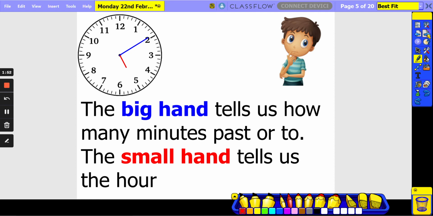Fantastic job. Let's work this one out together. So the big hand is telling us how many minutes is past or to. If you have a look, it's past the 12, isn't it? So we know it's going to be 5 and 10. That's 10 minutes past. And if you look at the small hand, which is our hour hand, it's past the 5. So it's 10 past 5. Okay, well done everybody for working that one out.